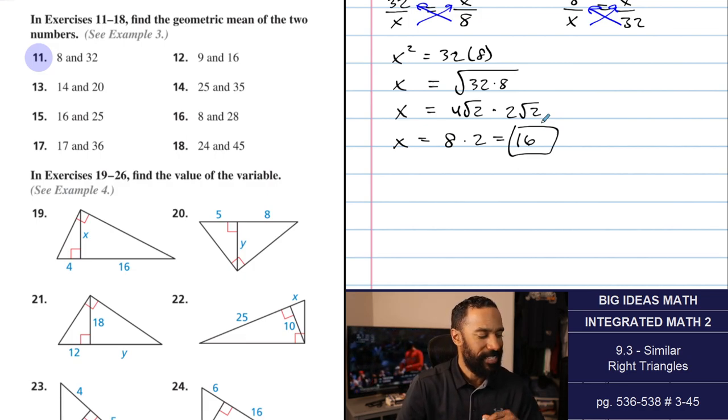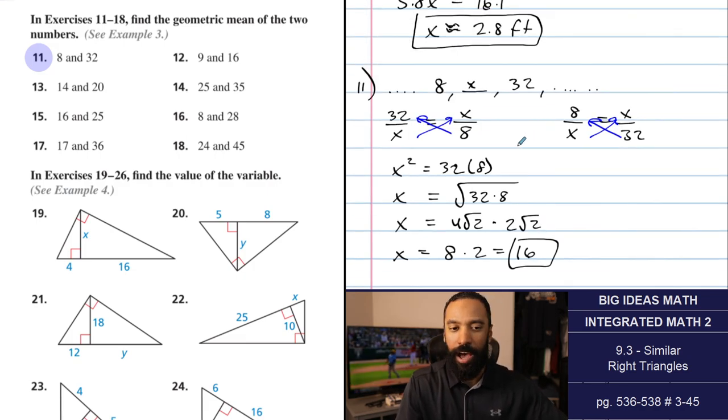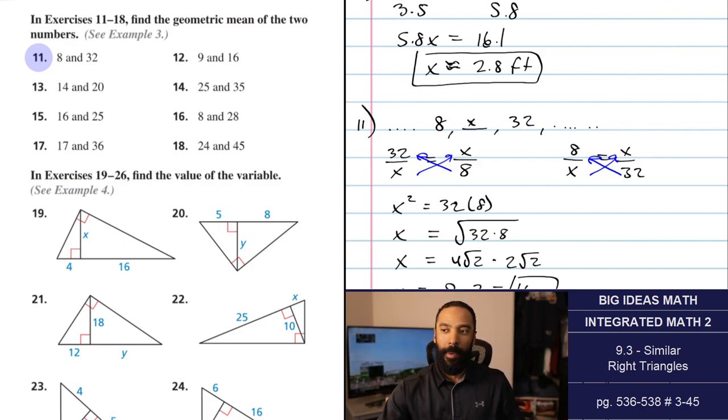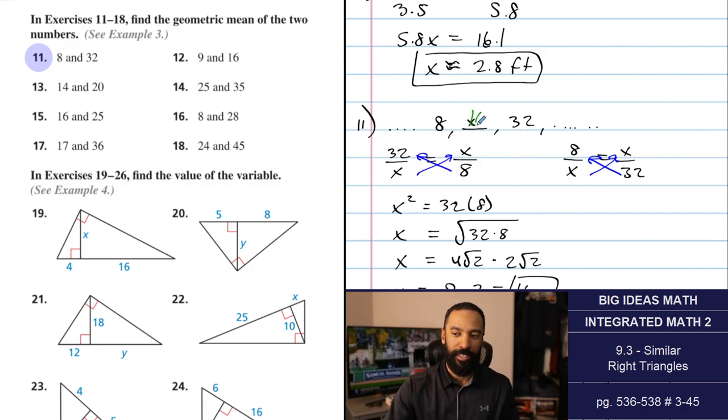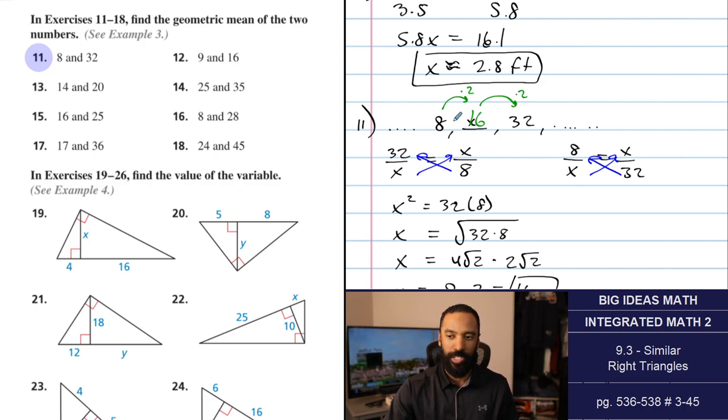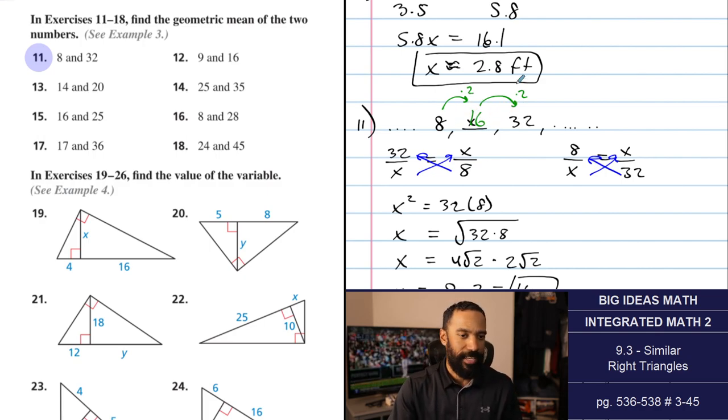Now, does it make sense that 16 is the geometric mean of the numbers 8 and 32? Well, we go back to the whole question of what this value could have been. It is 16, right? 8 times what is 16? 2. 16 times what is 32? 2. 32 over 16 is 2. 16 over 8 is 2. That makes sense that that is the answer.